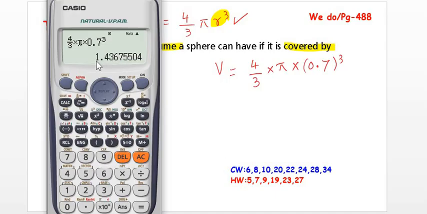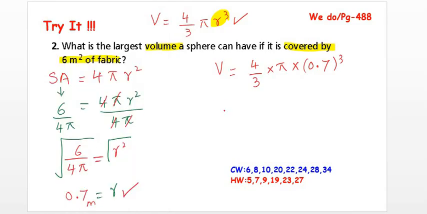1.4367. So we are going to round it, so it's going to be 1.44, right? So let's write it. So the volume will become 1.44 cubic meters. I hope it's clear for you.